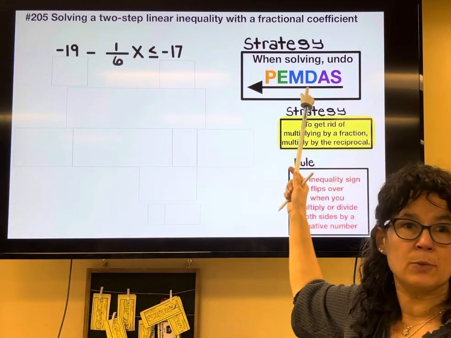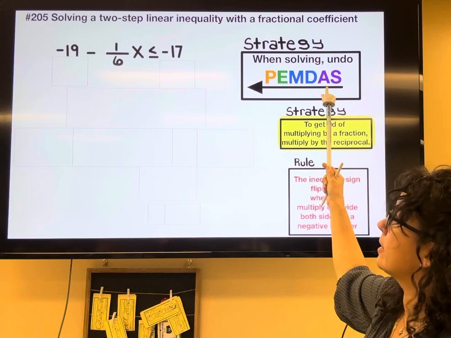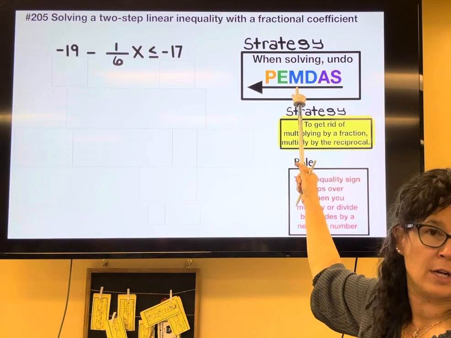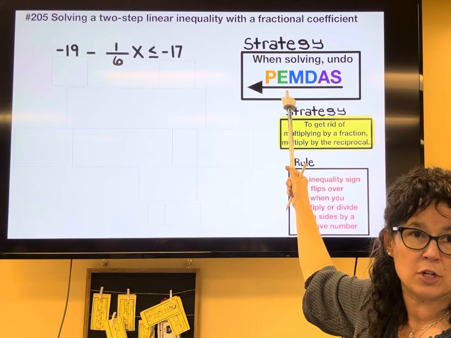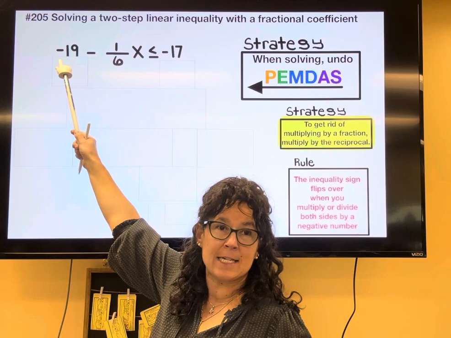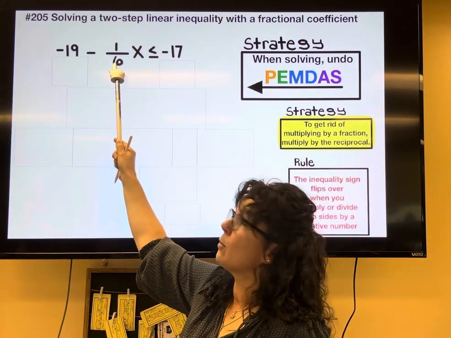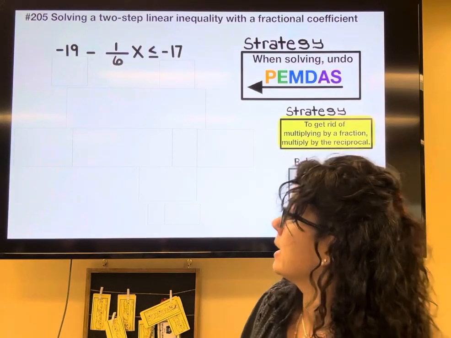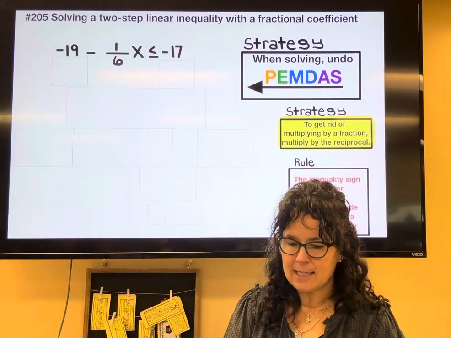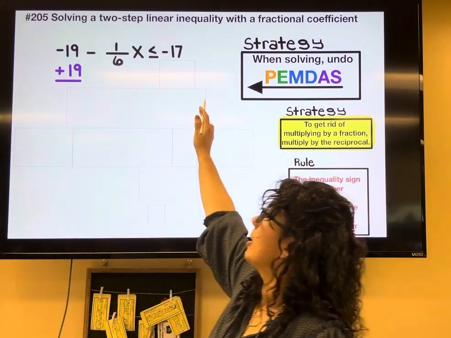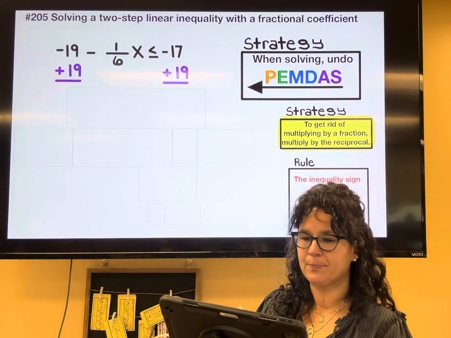We want to undo PEMDAS, so we'd like to get rid of the addition and subtraction first, and then get rid of the multiplication or division. So in other words, I want to get rid of the subtract 19 before I get rid of the multiply by negative 1/6. What gets rid of subtract 19 is add 19. What I do to the left side, I'm going to do to the right side.